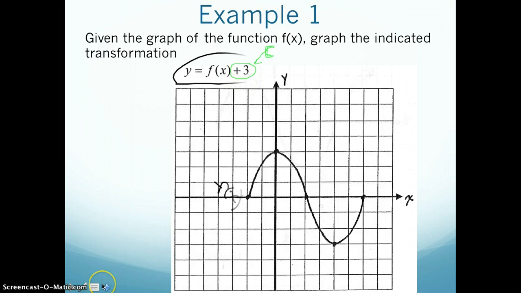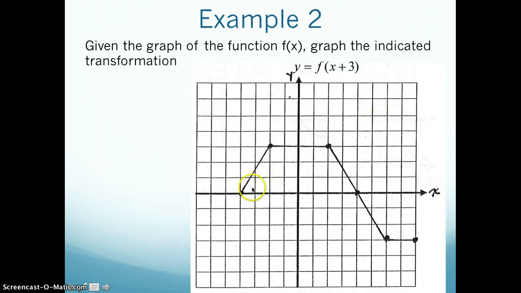So this is what it looks like. Wherever your point was in the parent function, it gets moved up by 3. Parent function moves up by 3, and so on for every point. So this is our new function, which is the same as the original, except with one transformation, which is a vertical shift up 3. Cool.